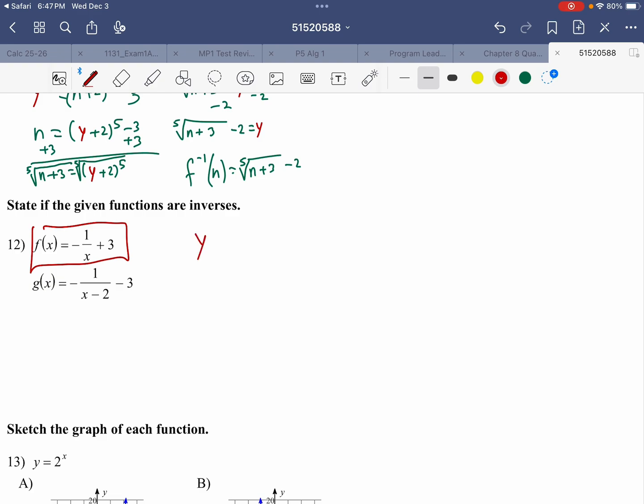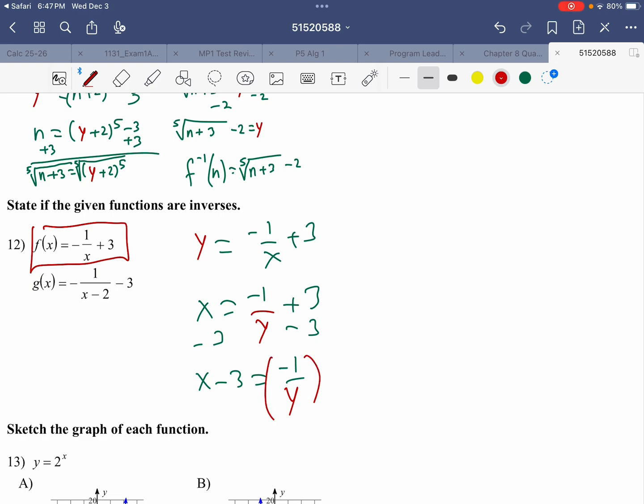So I'll repeat the steps I had from before. Y is equal to -1 over x plus 3. Interchange x and y. X is equal to -1 over y plus 3. So at this point, I would want to subtract 3 on both sides. X minus 3 is equal to -1 over y.